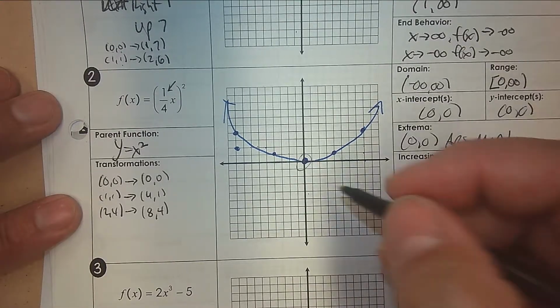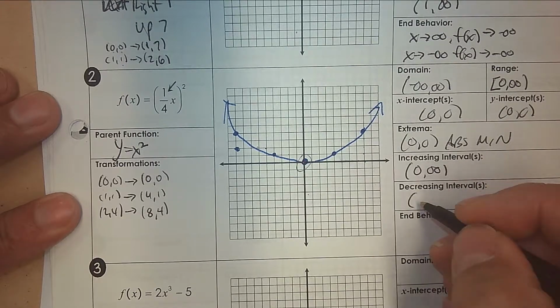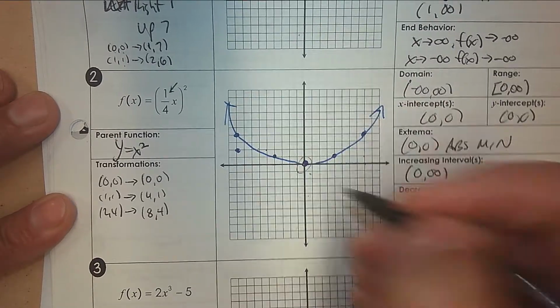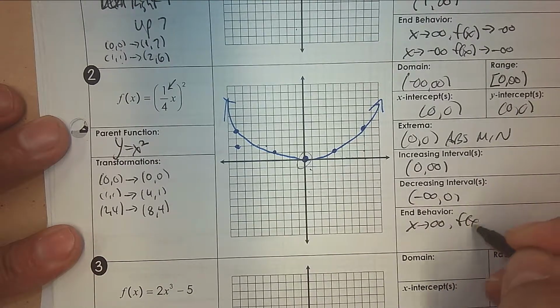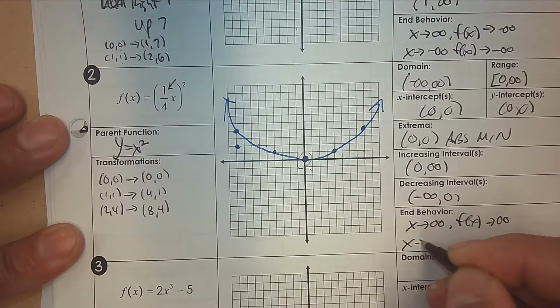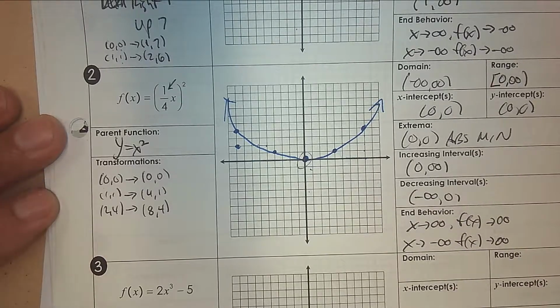Where does it increase? Well, starting at 0 to infinity, it increases. And from negative infinity to 0, it decreases. What's the end behavior? As x approaches infinity, what does the function do? Go to infinity. As x approaches negative infinity, what does the function do? Also goes to infinity. Number 3.